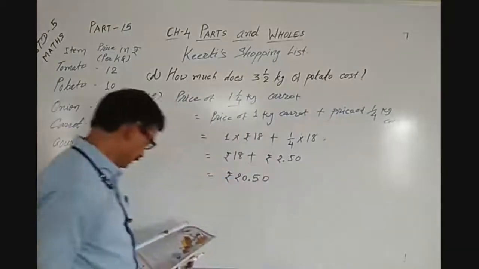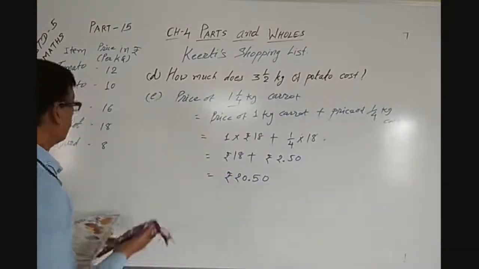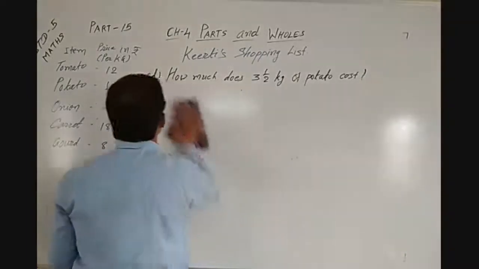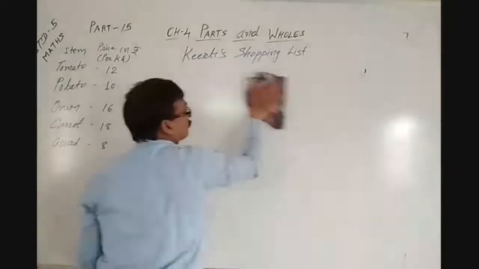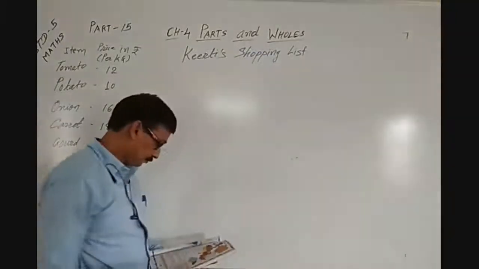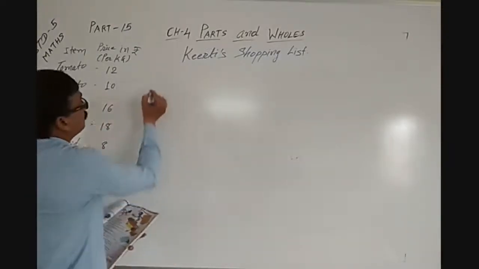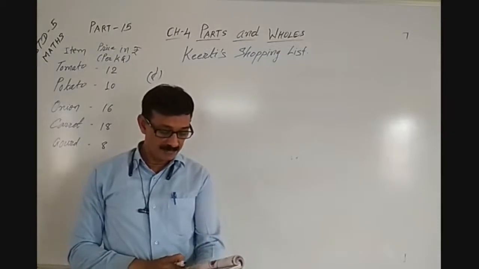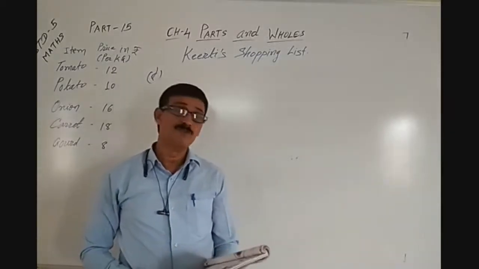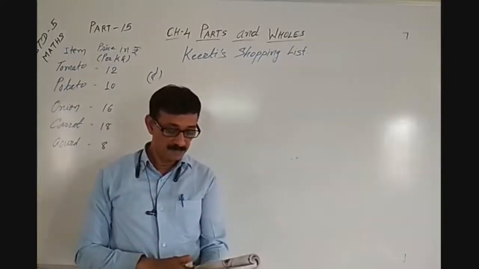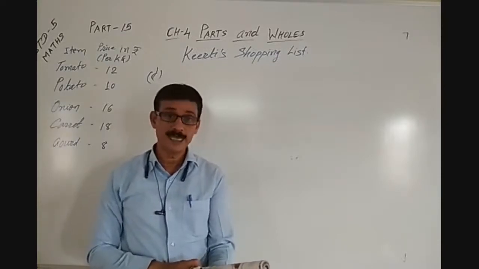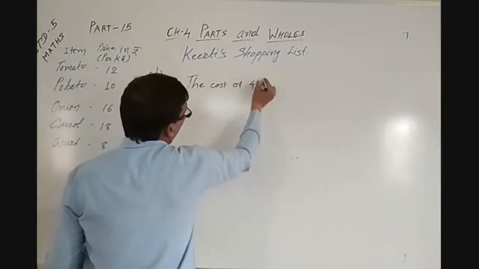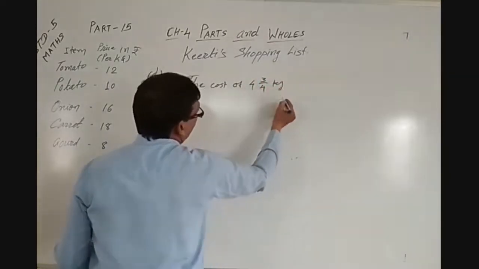What is the next question? Question F: he bought a gourd of weight 4 kilogram and 3/4 kilogram. We want to find out the cost of the gourd weighing 4 and 3/4 kilogram. Okay, so let's find out the cost of 4 and 3/4 kilogram gourd.